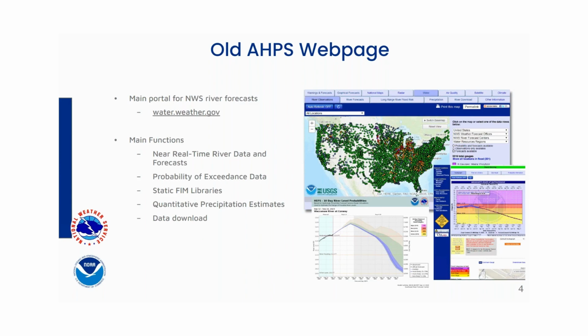Hopefully most of you are familiar with our old AHIPS webpage with all the forecast dots that you would click on to get your river forecast. The main portal for that webpage was water.weather.gov, and it had functions that we used for near real-time river data and forecast, showed us probability of exceedance data, static FEM libraries were available, quantitative precipitation estimates were there, and then it had data downloads for us.